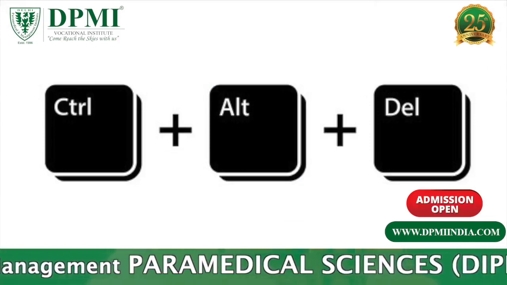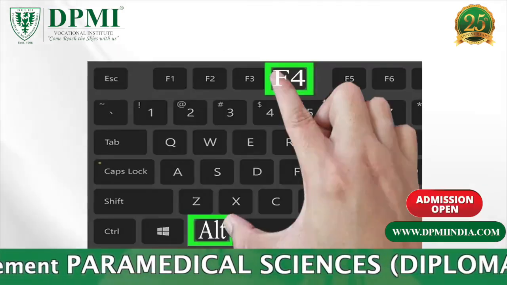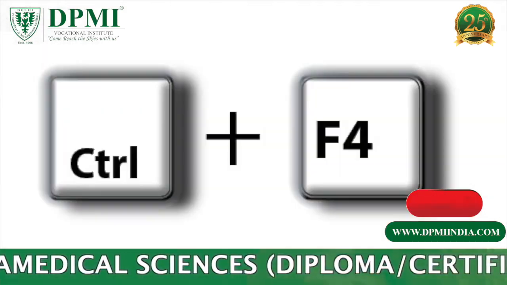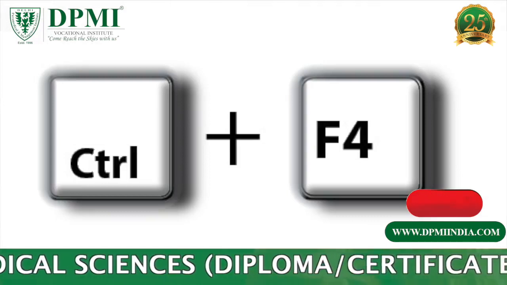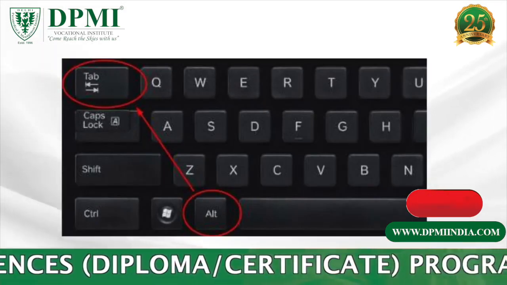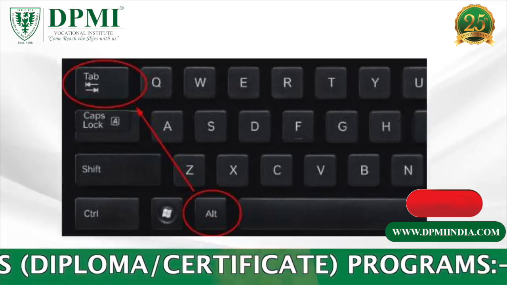Ctrl+Alt+Delete reboots or opens Windows Task Manager. Alt+F4 closes the current open program. Ctrl+F4 closes a window in a program. Alt+Tab allows you to switch between open programs on a computer.